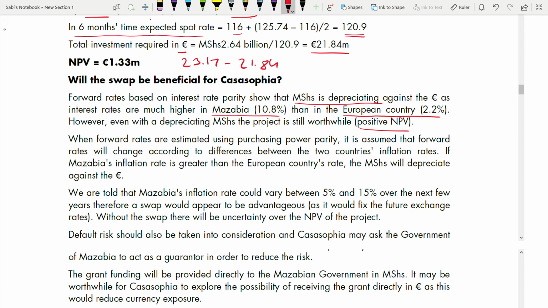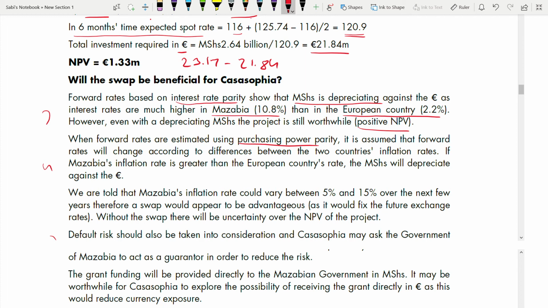Here they have talked about interest rate parity. Here they're talking about purchasing power parity in the second paragraph. Always keep one line gap, go to the next paragraph and talk. Here it is 3 lines, here it is 4 lines, here it is just 1 line. Right? It could be one line also.